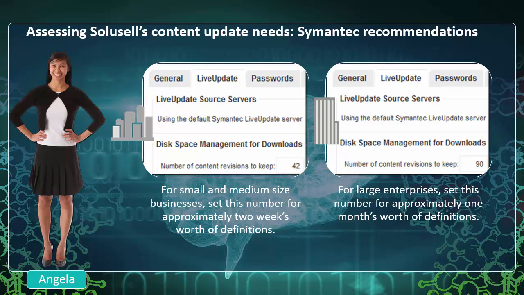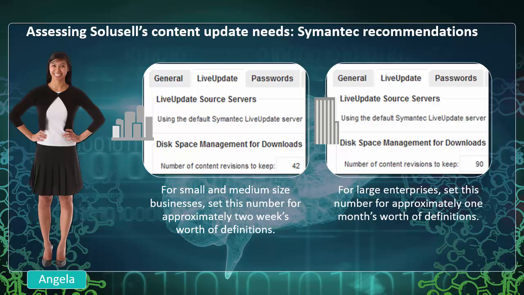For example, if your subdomain is configured to keep 42 content revisions, that means approximately 14 days with 3 content revisions per day. If a client checks in with a subdomain within that 14-day limit, the subdomain will create a Delta package for the client to download. If a client is more than 42 content revisions out of date, meaning 2 weeks out of date, the client downloads the full package or a full definition set.